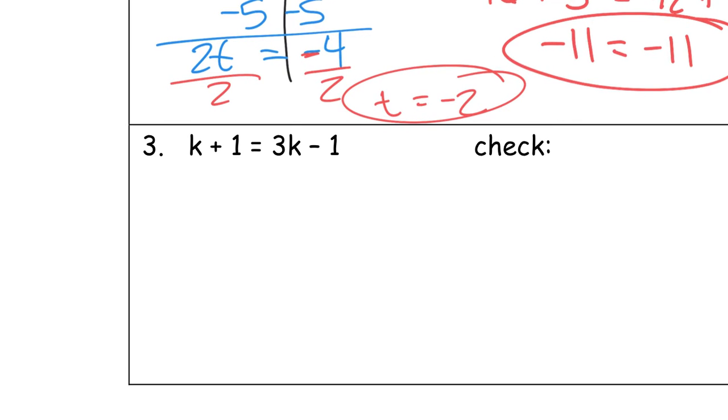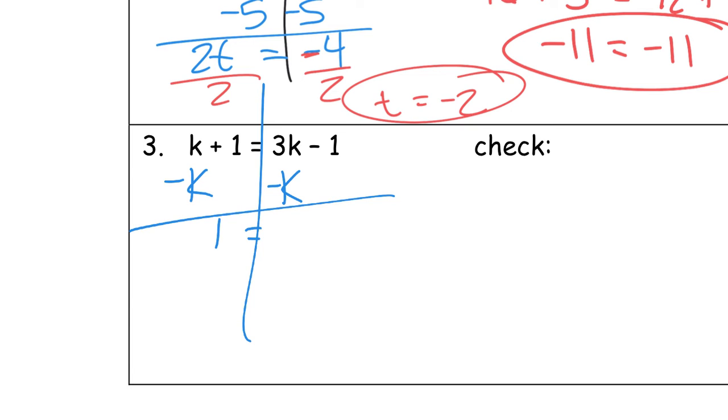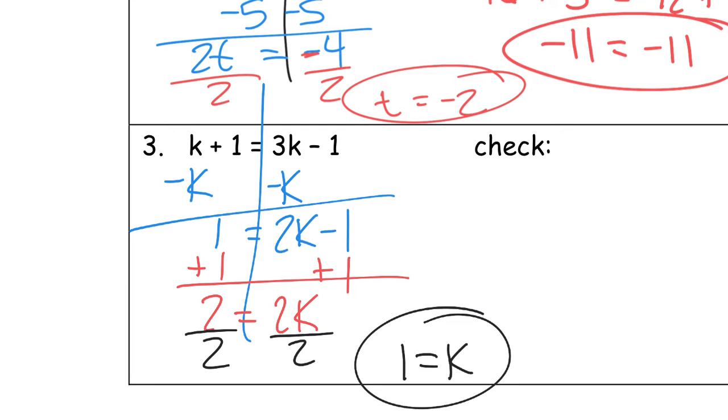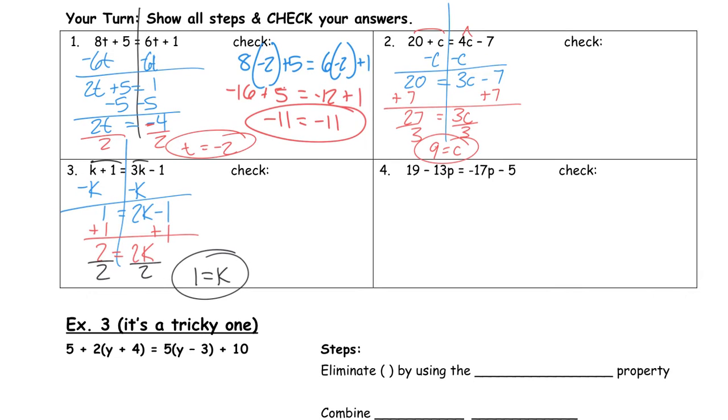All right, let's look at number 3. Draw my line. I'm going to go ahead and take away a k because it's the smaller variable. Bring down the 1. I get 2k minus 1. 3k minus k would give me 2k. Two-step equation, add 1 to both sides. I get 2 equals 2k. One-step equation, I'm going to divide. 1 equals k. Once again, I could check it real quick. If I put 1 in here, 1 plus 1 is 2. 3 times 1 is 3 minus 1 is 2. So I can easily check it real quick too.